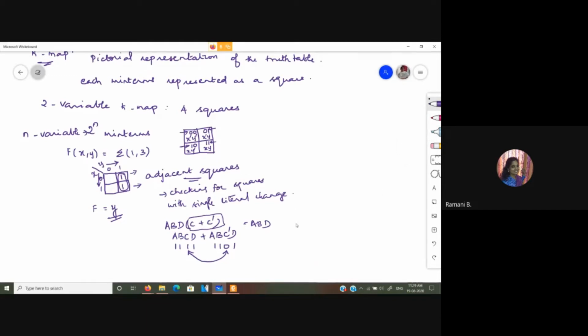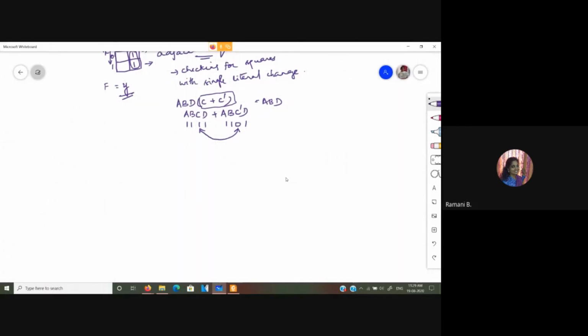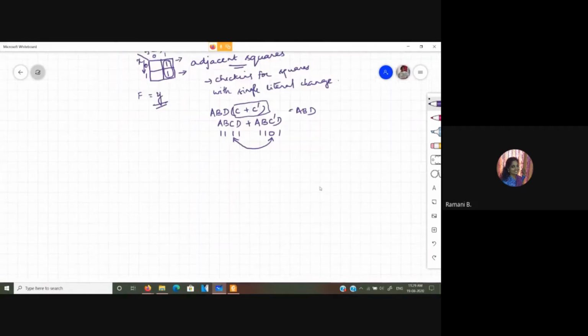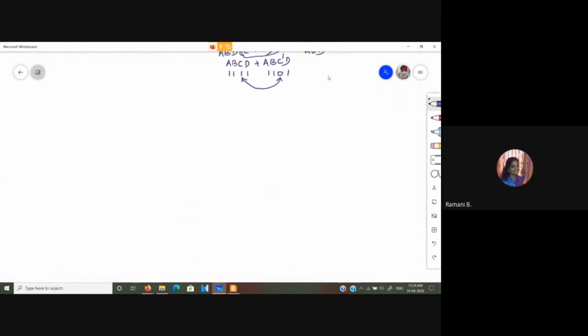Everywhere with two variables, that is not much of an issue. You are going to have easier possible combinations with respect to the adjacency. However, as we move on to higher variable terms, you need to be careful about it. So let us consider a 3 variable K-map. As I mentioned, for n variables, you are having 2 power n minterms. So here we have 8 minterms and thereby 8 squares in the map.